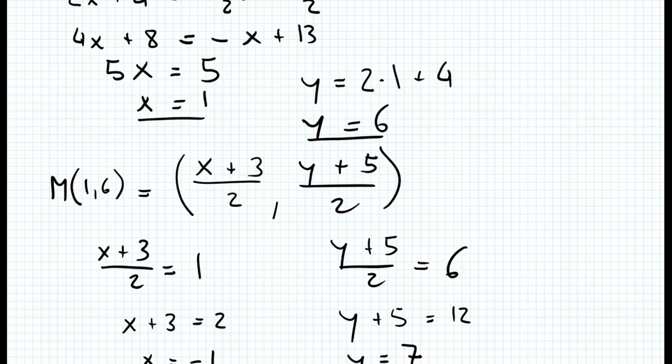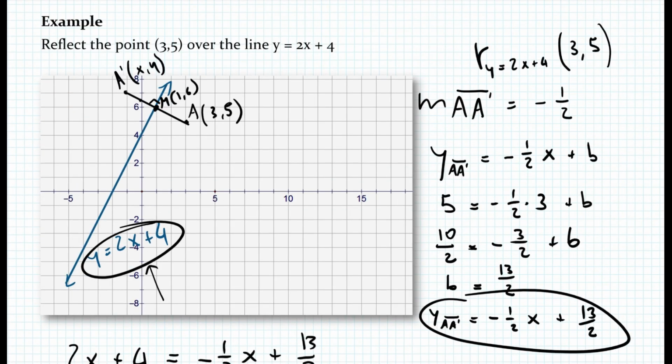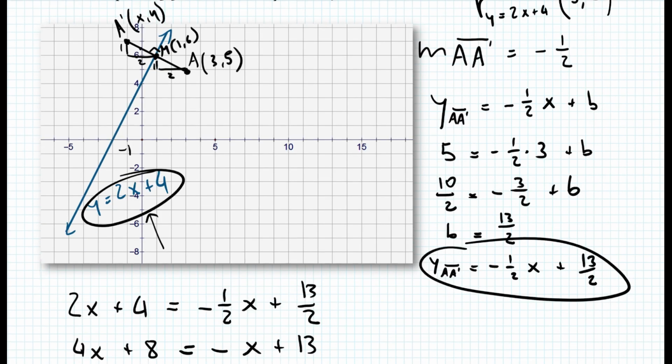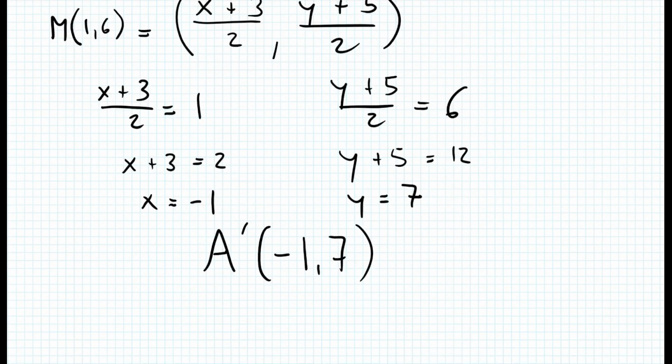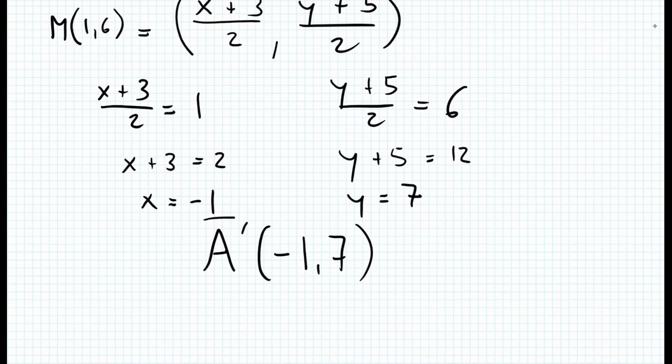So let's go back and check if this makes sense. So we have here negative 1 and this is 7. And it seems like it makes sense, right? So that distance is 1 and that distance is 2, okay? What about here? Same thing, 1 and 2. So you can check with the Pythagorean theorem. But anyways, we found A prime in this case in an algebraic way. So that is the answer.